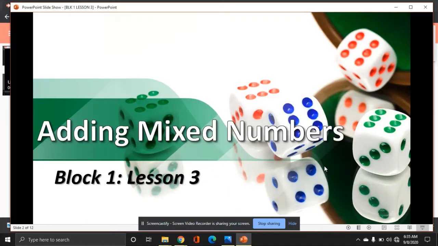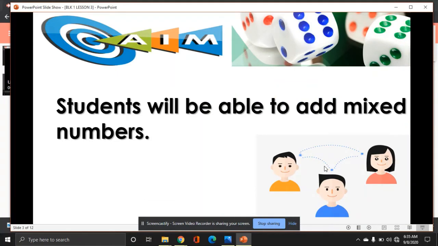So today we are discussing adding mixed numbers in Block 1, Lesson 3. So our aim for today would be students will be able to add mixed numbers. Again, mixed numbers consist of a whole number and a proper fraction.